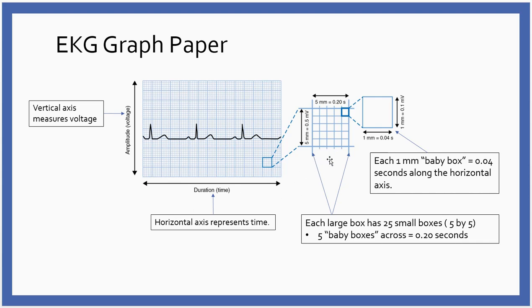So in order to make it a little bit easier, we have 5 of those baby boxes across. 5 baby boxes across, here to here, represents 0.20 seconds. So how does that work? From here to here is 0.04, and then I go 0.08, 0.12, 0.16, 0.20. So here to here is 0.20 seconds. Okay? So we're going to get even bigger with that, but that's the horizontal axis.